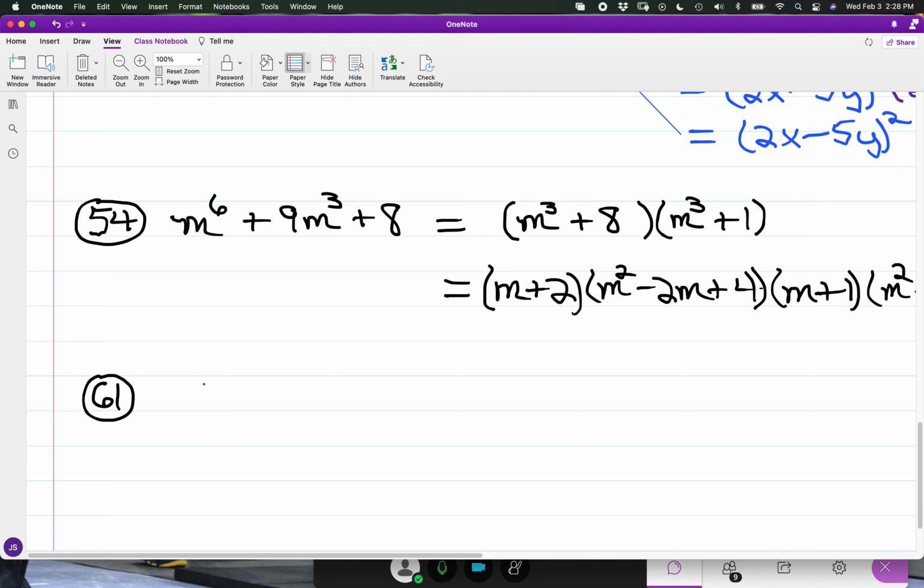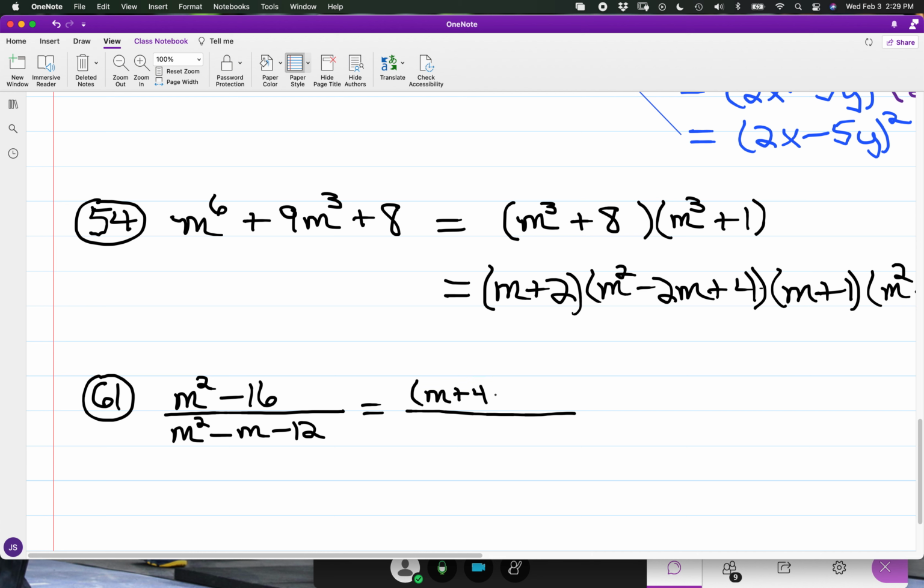And we have in the case of 61, now we're looking at simplifying the ratio and then identifying what the restricted values will be. In other words, what m cannot be equal to. And here we have the expressions, so we have m squared minus m minus 12 over m squared minus 16. If I were to simplify this expression, for m squared minus 16, I have a difference of squares. So I have m plus 4 times m minus 4.